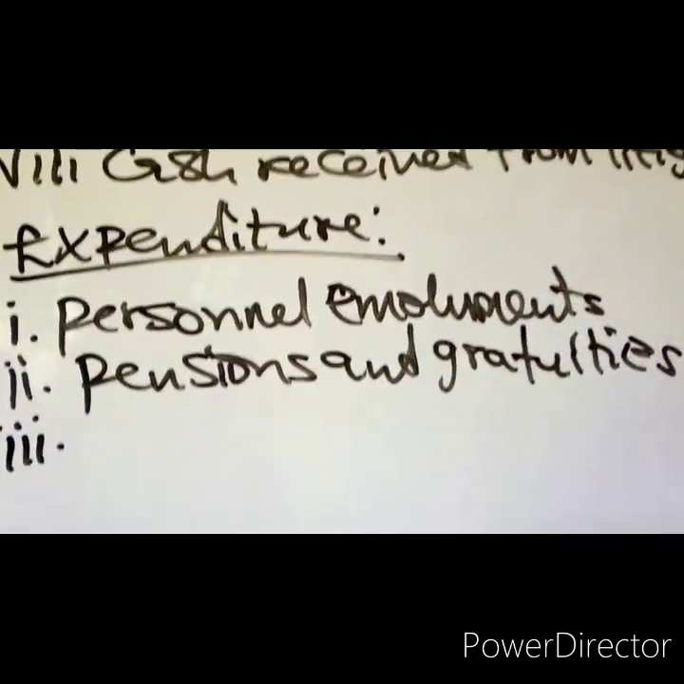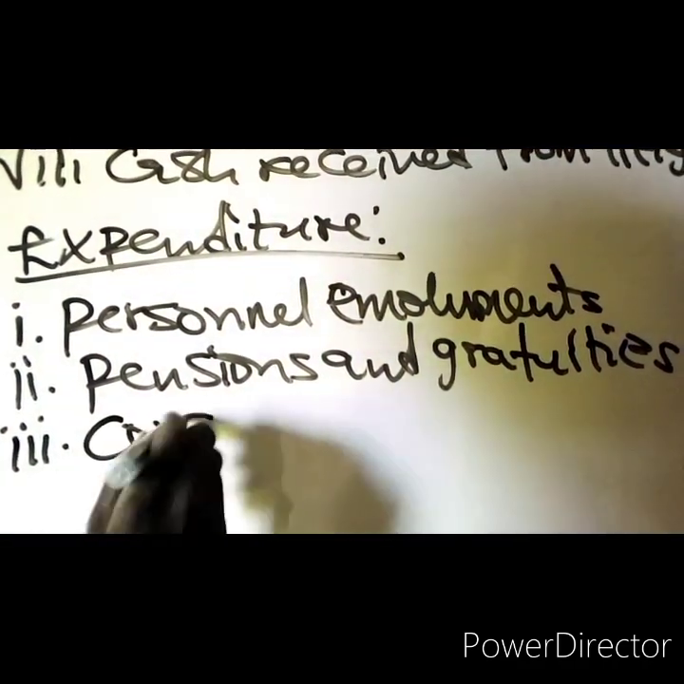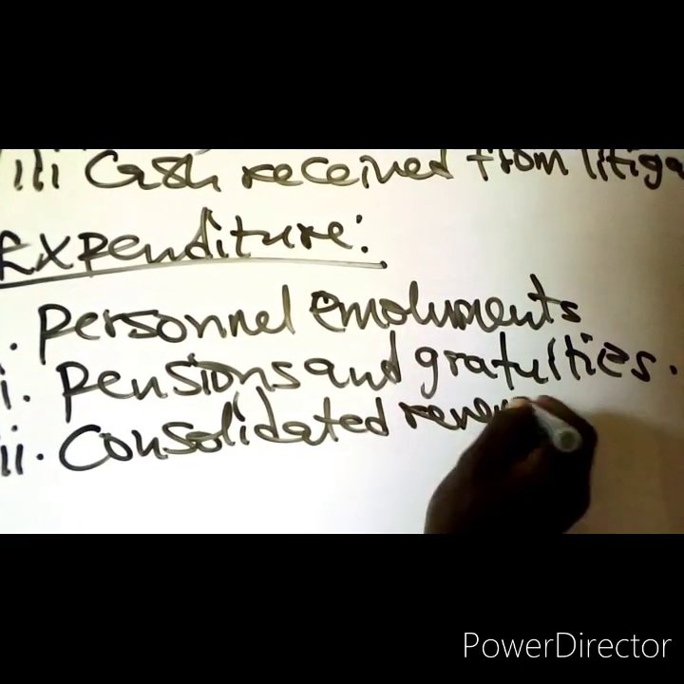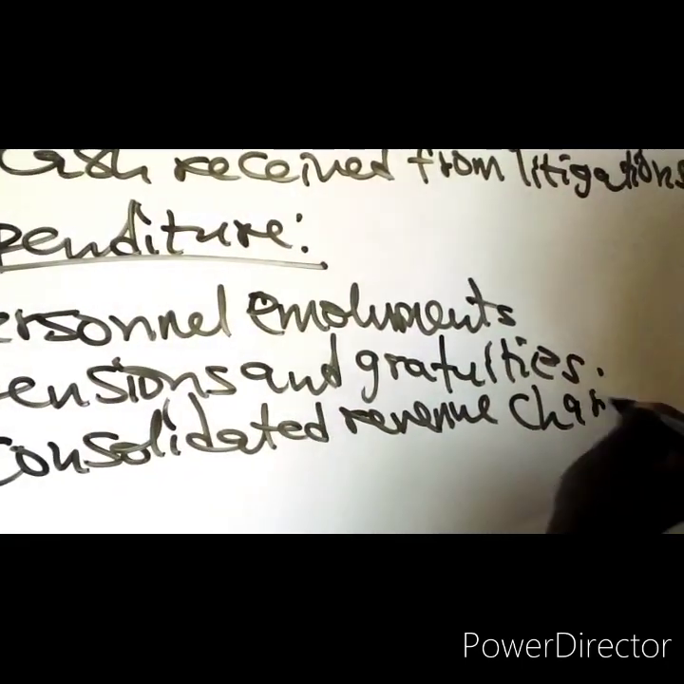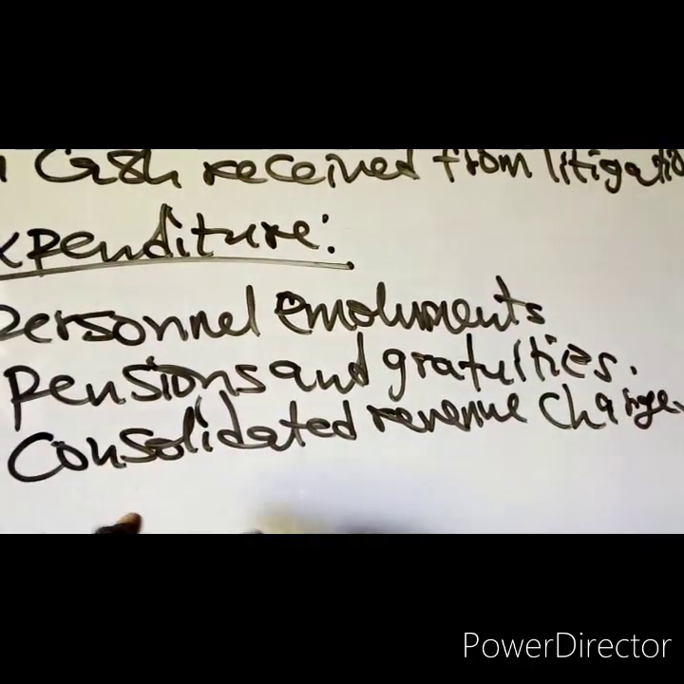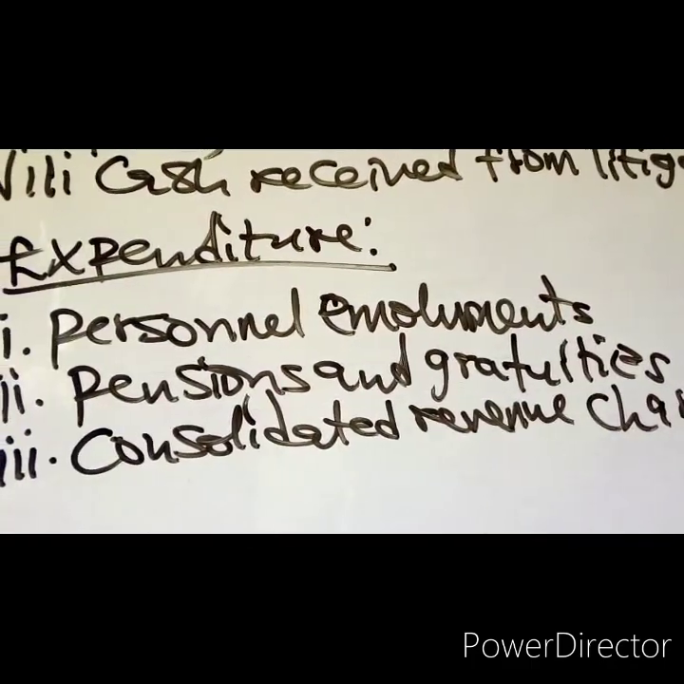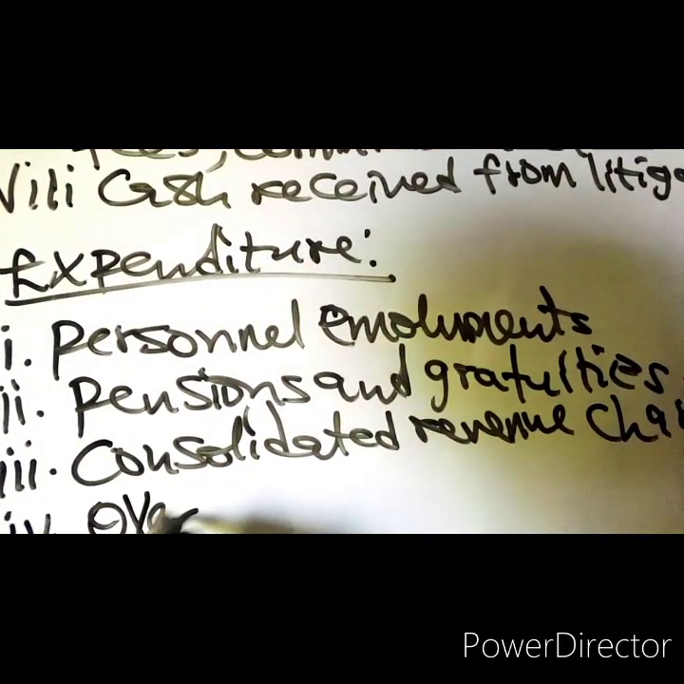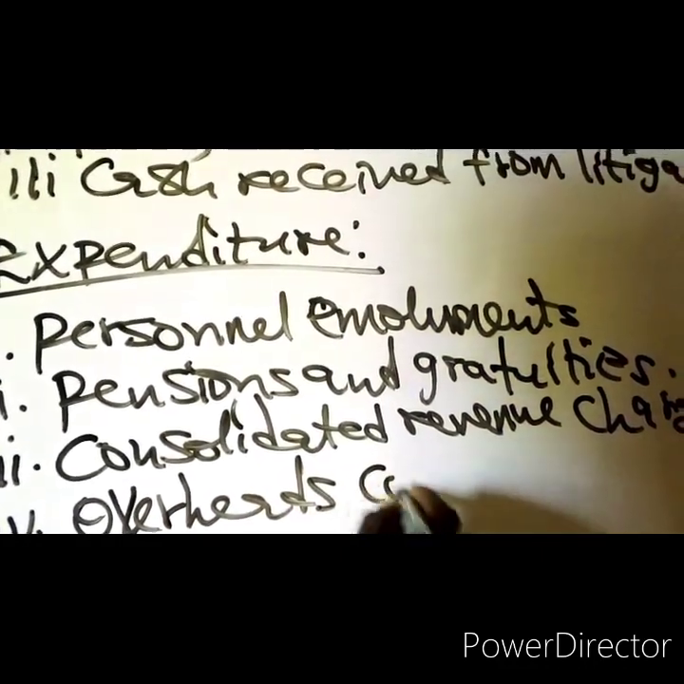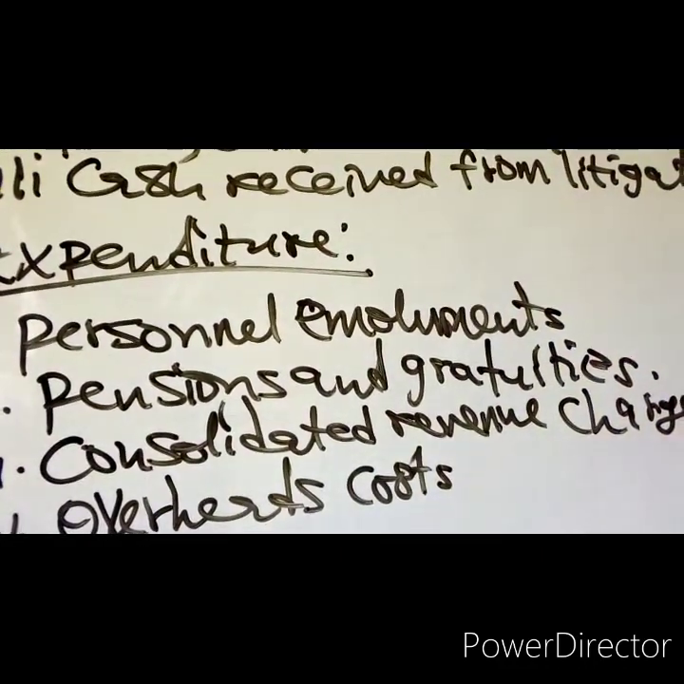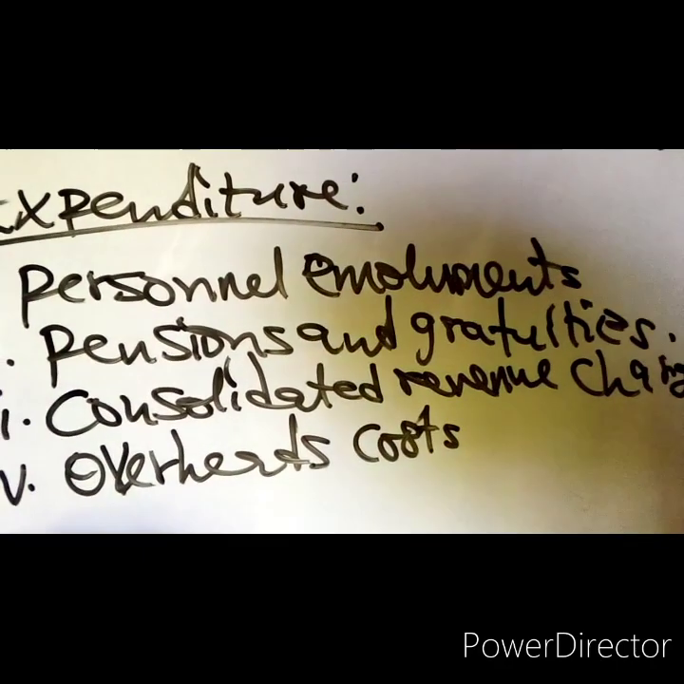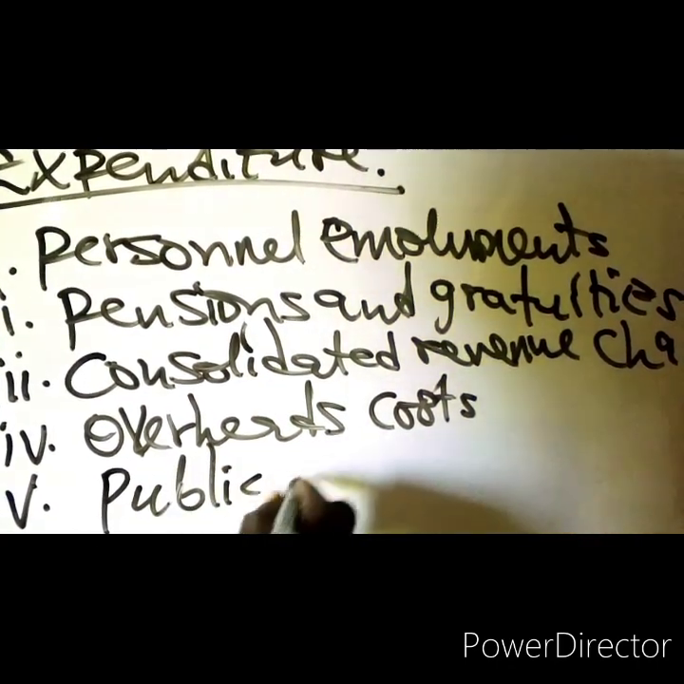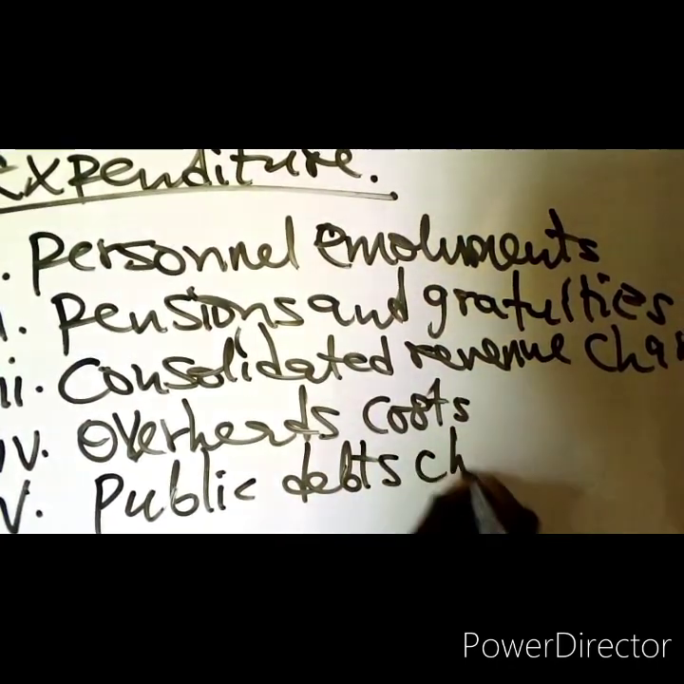Number 3, we have consolidated revenue charges. This is a charge. A charge is an expenditure. Number 4, we have overhead cost. These are all payments. Number 5, we have public debt charges.